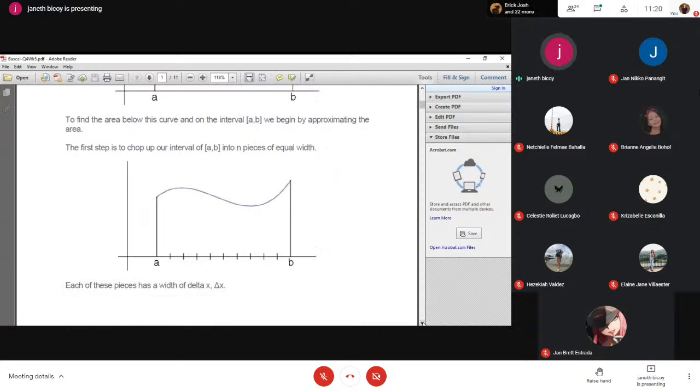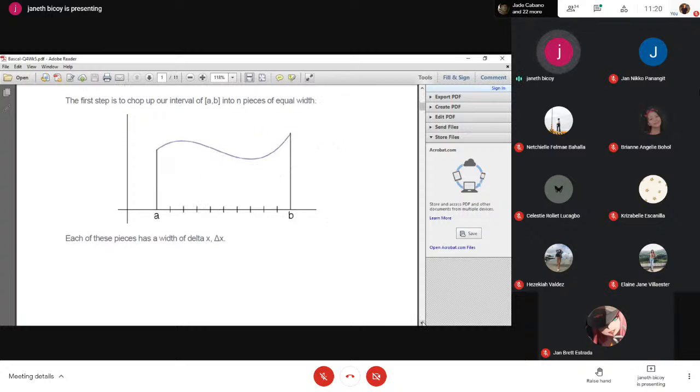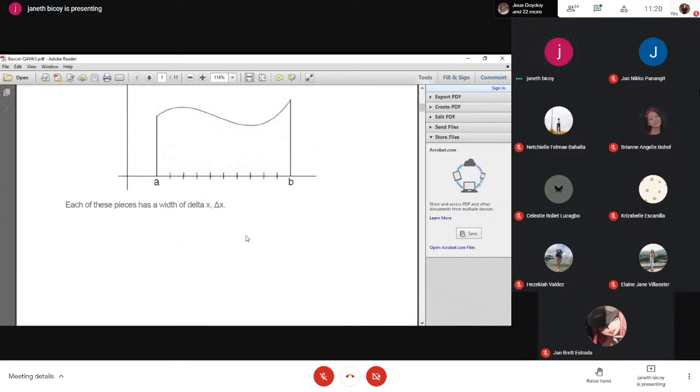We will divide the interval AB into pieces. Each piece has a width, and we call that the delta x. I think you're familiar with delta. Delta is the change in x. Say for example, A is 2, then it becomes 3, 4, 5. There is a change in the value of your x, and there is a difference. The change from A to something, delta x, is the change in your x.